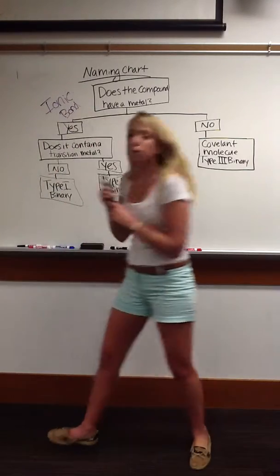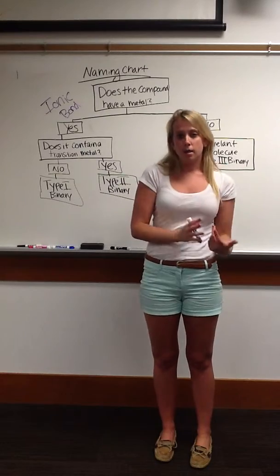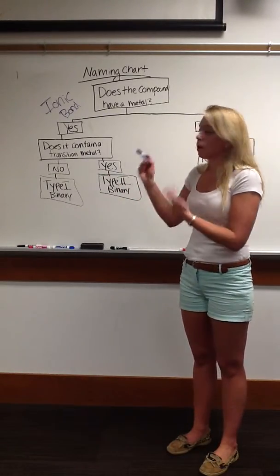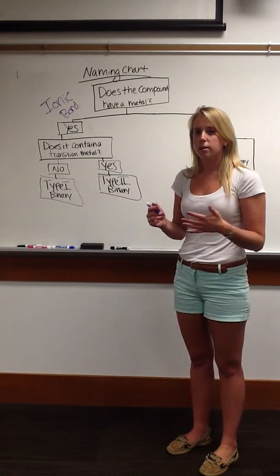If the compound has a metal, then we're dealing with an ionic bond, right? We talked about this before. An ionic bond is a mix of a metal and a nonmetal. So if we have a metal, then we have an ionic bond. But there's two types of ionic bonds. We haven't talked about this yet.